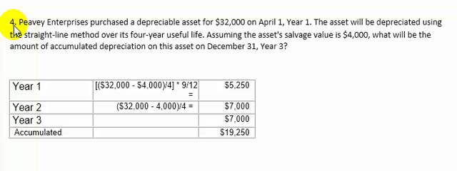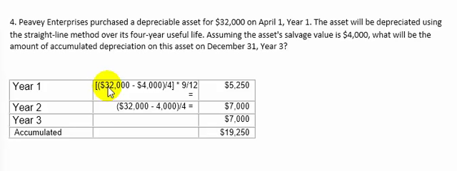Question number 4. PV Enterprises purchased a depreciable asset for $32,000 on April the 1st of year 1. The asset will be depreciated using the straight line method over its 4-year useful life, assuming the asset's salvage value is $4,000. What will be the amount of cumulative depreciation of this asset on December 31st of year 3? So year 1 is going to be a partial year, and it's going to be depreciated for 9 months from April through December.